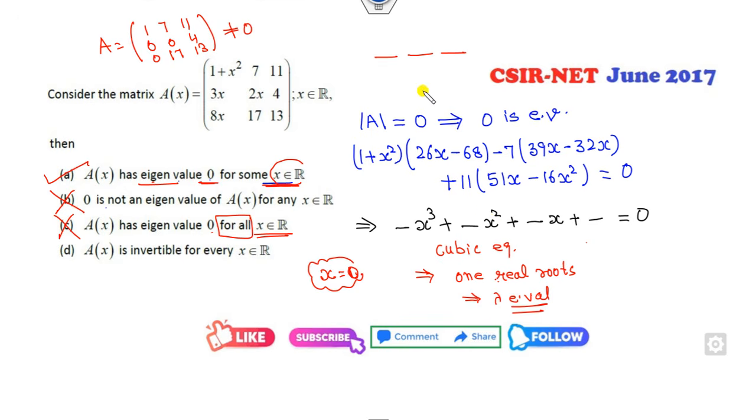So the for-all option is wrong. Otherwise you can substitute x equal to 0 in this case. It is 1 into minus 16, this is 0, this is 0, which is non-zero. Because of this, the for-all option is cancelled. A is invertible for every x? That's again wrong, because in the first case we get at least one real root, so for every x is not right. That's why this option is cancelled. A is my right answer of the problem.